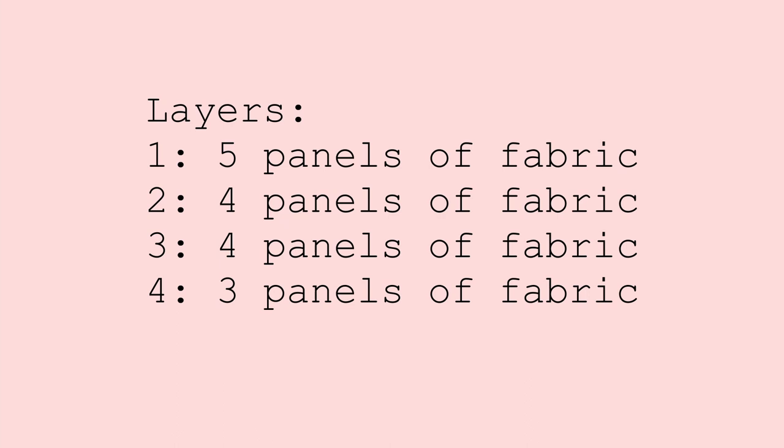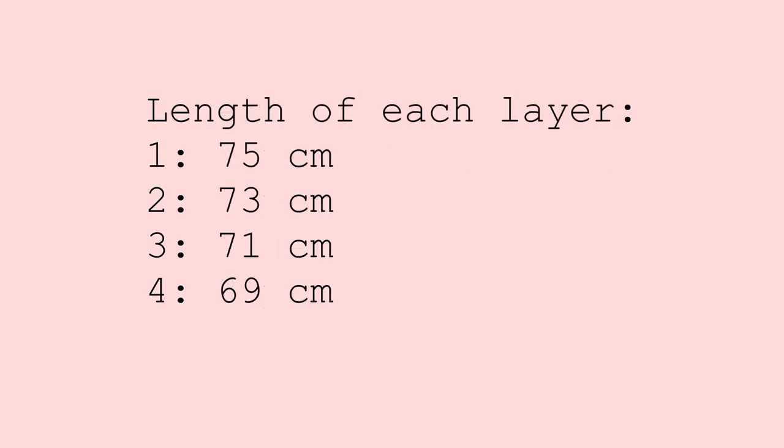In order to decide how long each layer should be, I started out by measuring how long I wanted the top layer to be. I measured from my waist and decided on 75 centimeters. When I sew the layers onto the waistband, I'm going to have a distance of 2 centimeters between each layer. So for the skirt to look even at the bottom at the end, the second layer is going to be 73 centimeters long, the third layer 71, and the bottom layer 69 centimeters long.